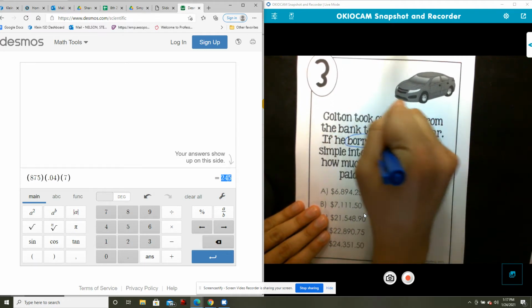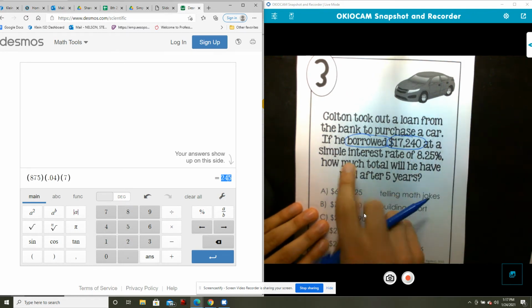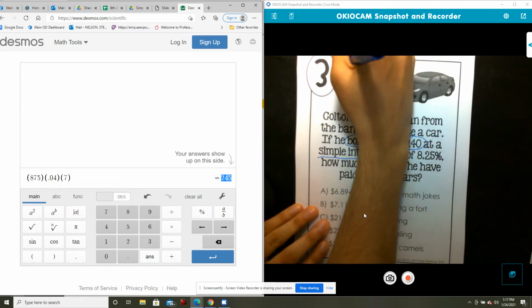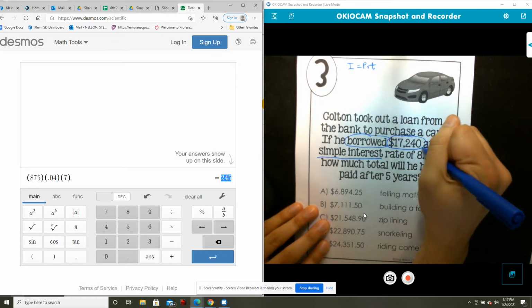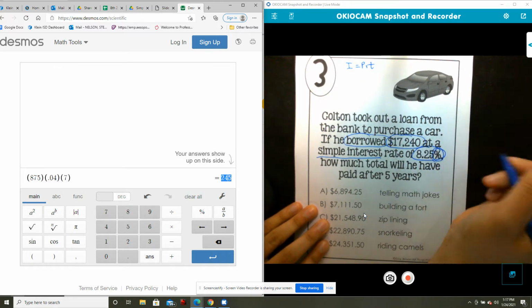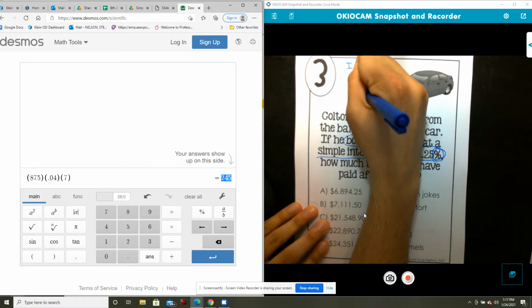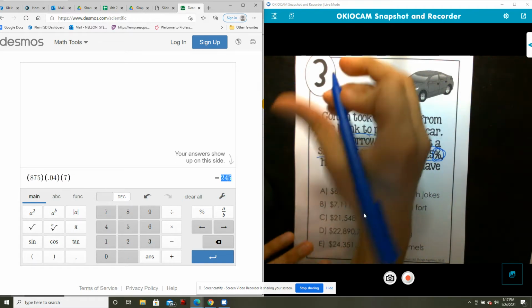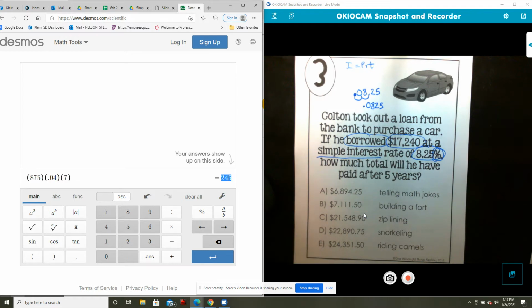He borrowed $17,240. Okay, there's our principal. At a simple interest rate, okay, so we're dealing with I equals PRT of 8.25%. It gives it to us in percent. So remember, you're going to have to convert that 8.25, move it over 2 decimal spots, and you'll get 0.0825 is what you'll type into the calculator.